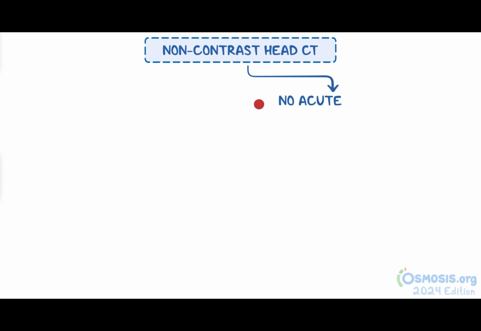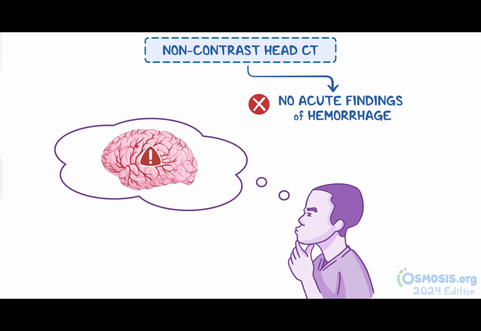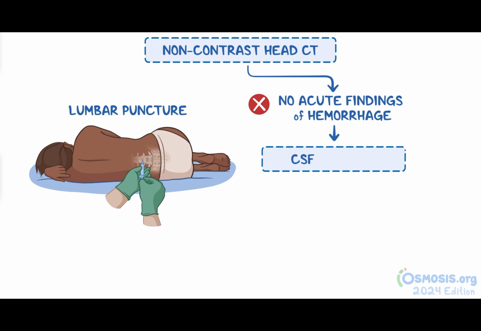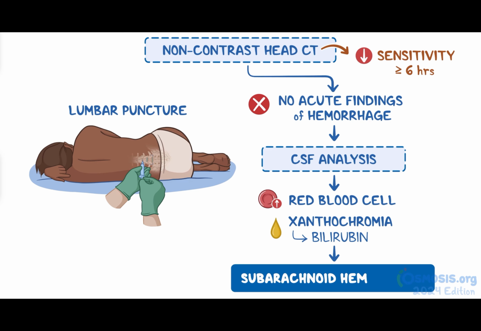If there are no acute findings of hemorrhage, but your suspicion of subarachnoid hemorrhage is strong, perform a lumbar puncture and send a CSF sample for analysis. This is because the CT loses significant sensitivity for picking up subarachnoid hemorrhage after 6 hours of the event. If the CSF analysis shows elevated red blood cell count and xanthochromia, which is a yellow CSF discoloration from bilirubin due to hemoglobin breakdown, you can diagnose subarachnoid hemorrhage.